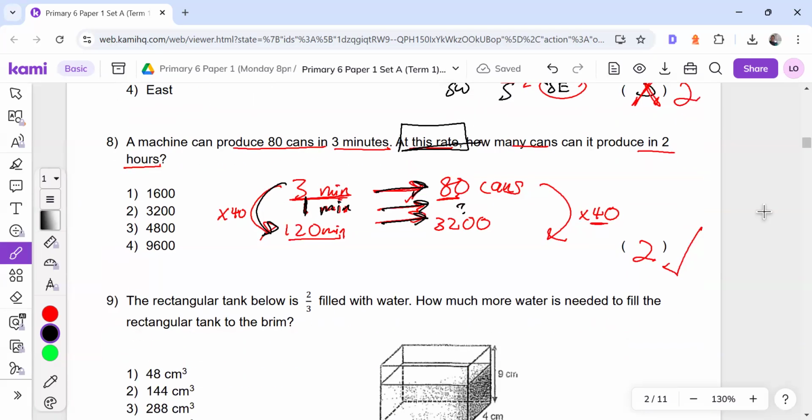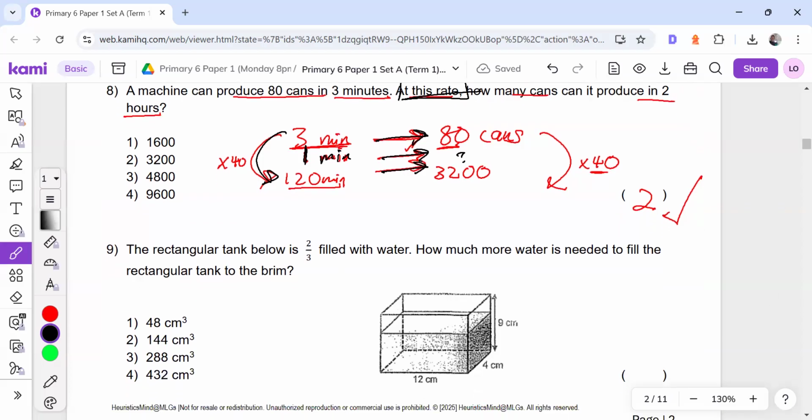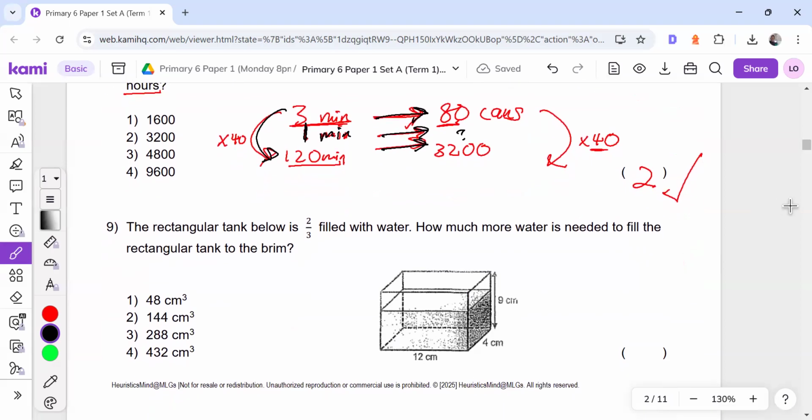Okay, copy down already. Those who have a mistake. Okay, once you're done, give a thumbs up. Hopefully by 8:30 we will finish the first half of the paper. Okay, question 9. Question 9, your answer is number 2. Okay, if you are correct, no need to do corrections.